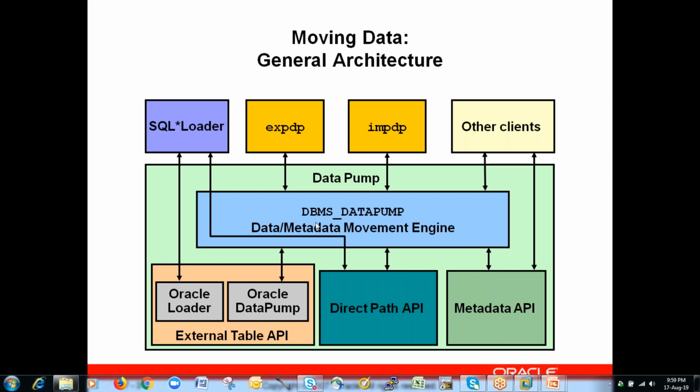The metadata API is used for moving metadata from your database to the dump file by using expdp, as well as importing data from your dump file to the database by using impdp. And the direct path API will provide direct access to your data to copy into a dump file.